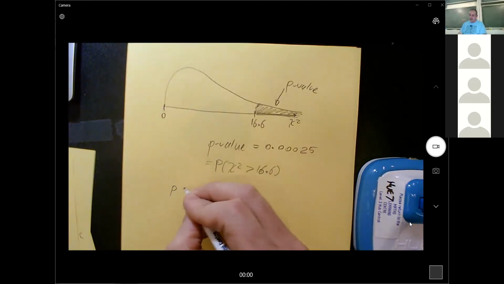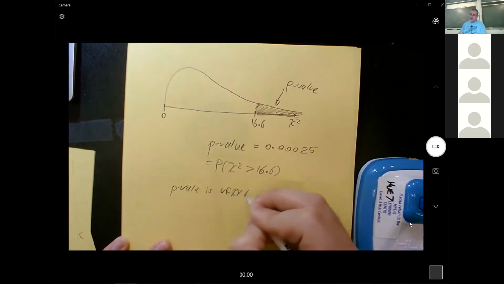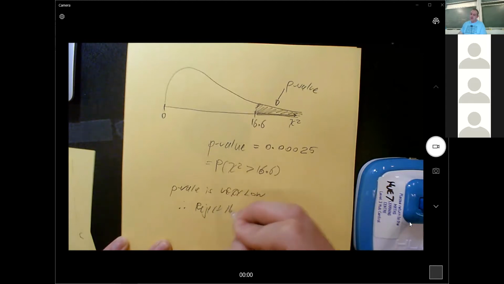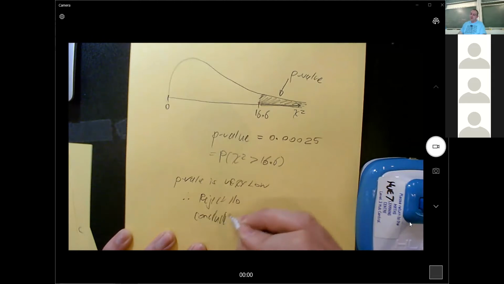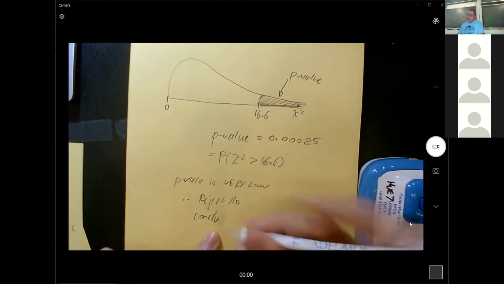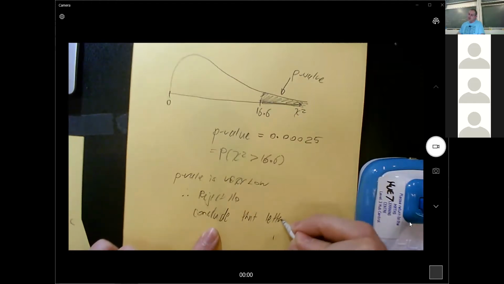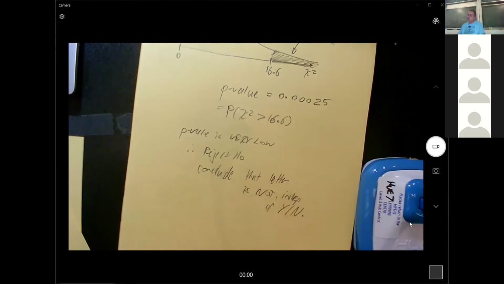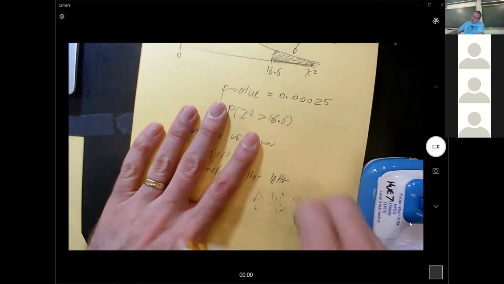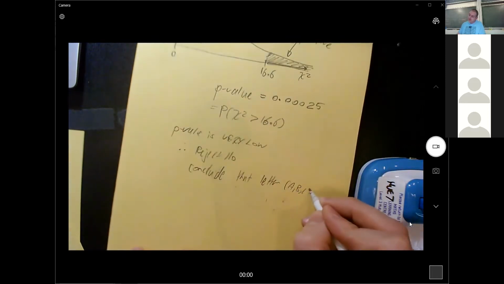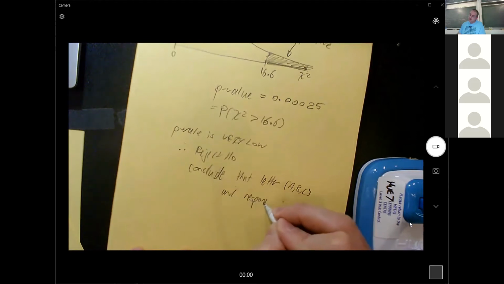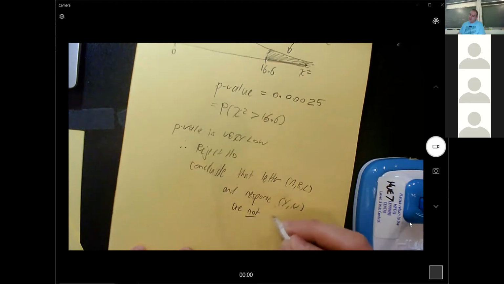So the p-value is very low, so therefore reject H0 and conclude, damn it, conclude that the letter is not independent of yes, no. No, just a second. The letter A, B, C, and the response yes, no are not independent. That's the best way of doing it.